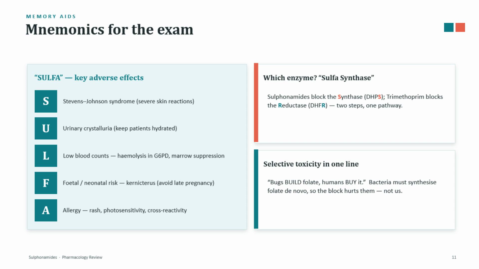Next, to remember the enzymes, think sulfa synthase. Sulfonamides block the synthase DHPS, while trimethoprim blocks the reductase, DHFR. 2 steps, 1 pathway. And finally, my one-liner for selective toxicity: bugs BUILD folate, humans BUY it. Bacteria have to make it themselves, so the block hurts them and not us. Say those 3 out loud a few times, and they'll stick.